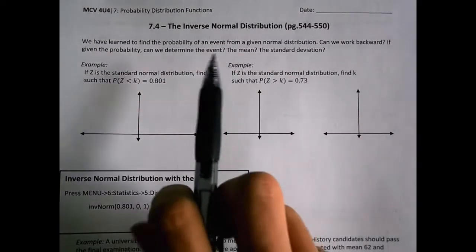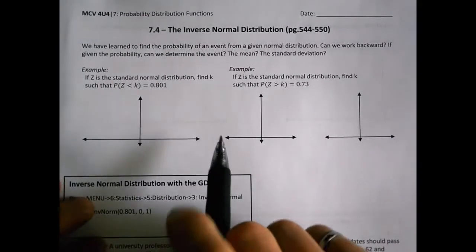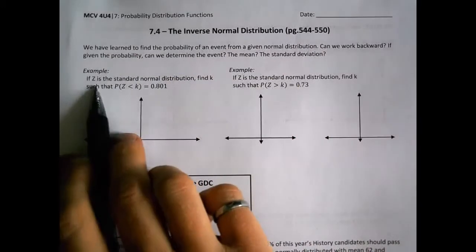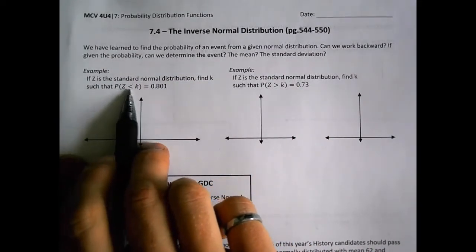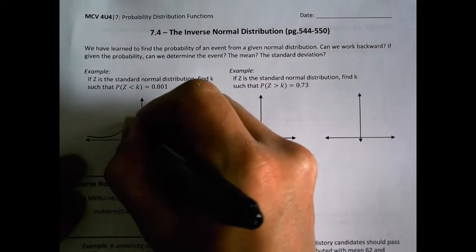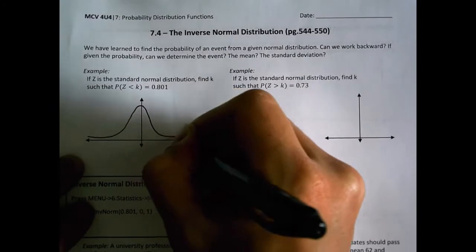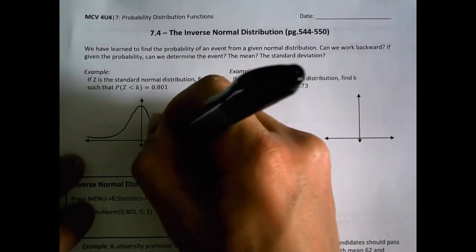Today we're going to be going over the inverse normal distribution. Inverse normal distribution allows us to work backwards. So, for example, if Z is a standard normal distribution, find K such that the probability that Z is less than K is 0.81. So there's a standard normal distribution here that looks like this, and there's some sort of cutoff K. We don't know the cutoff this time.